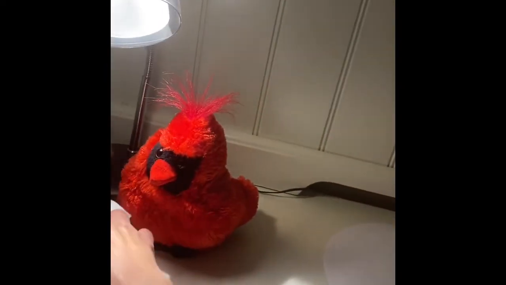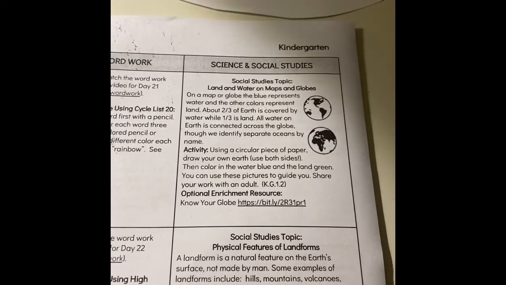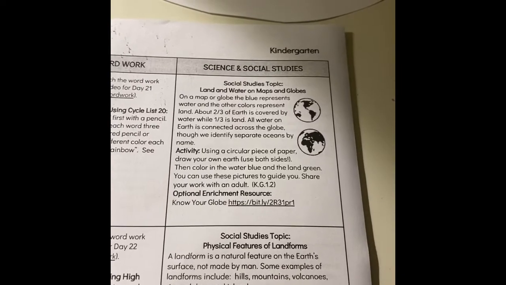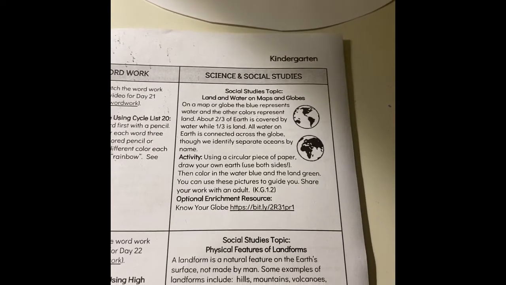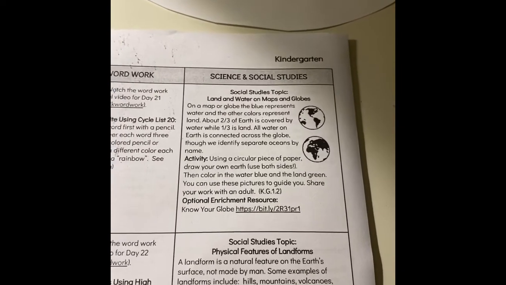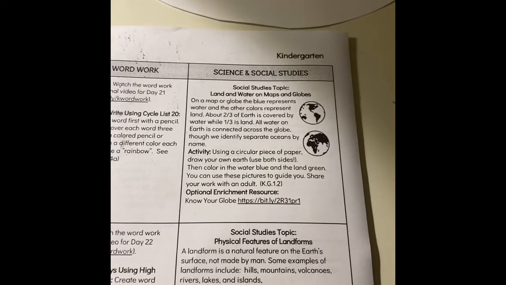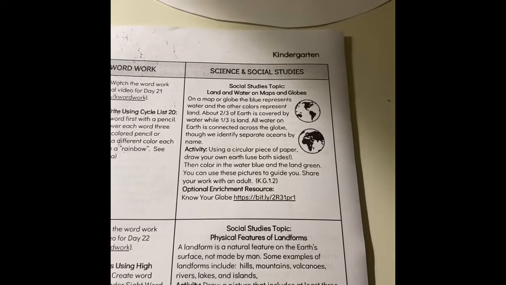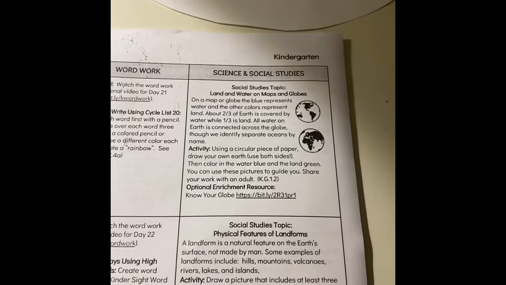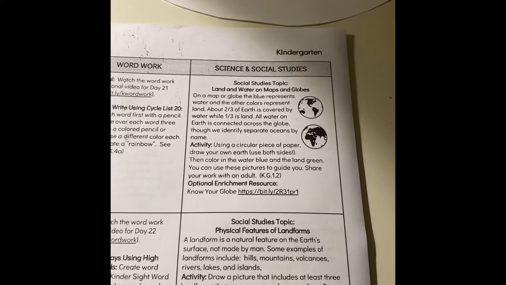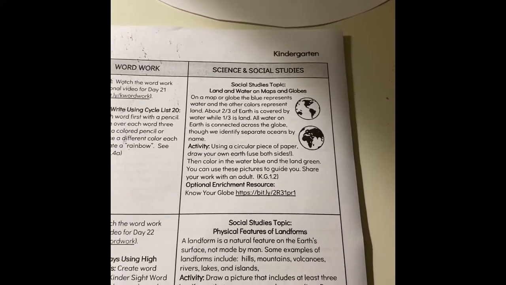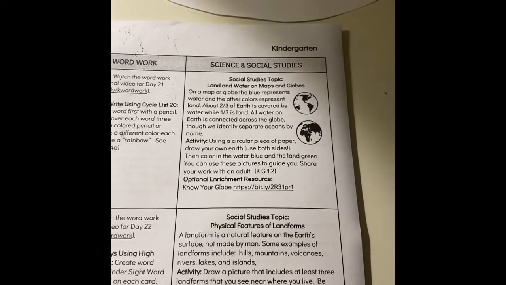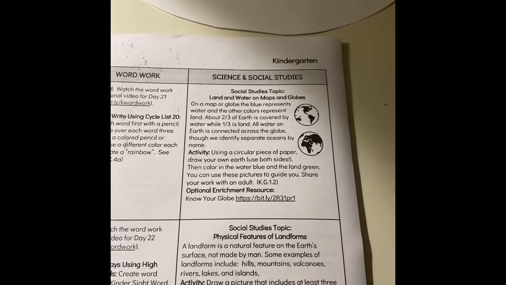Okay, so here's what we are going to do. Let's take a look at our assignment. It says, on a map or globe, the blue represents water and the other colors represent land. About 2/3 of Earth is covered by water, while 1/3 is land. All water on Earth is connected across the globe, though we identify separate oceans by name. So here's our activity. Use a circular piece of paper. That's what we have right here.